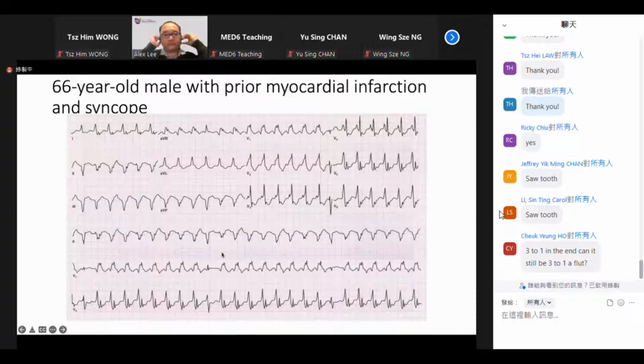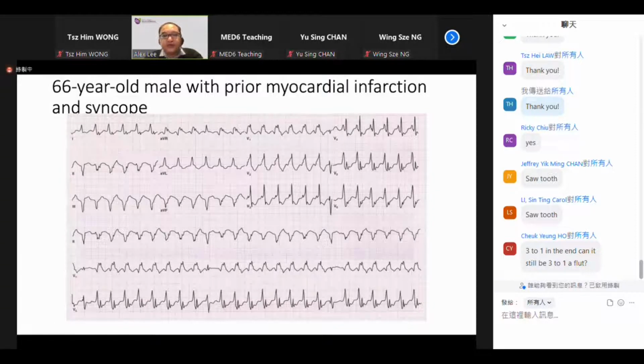So I can see there is widening of the QRS complex, with dominant R wave in V1. So there's right bundle branch block, but with left axis deviation. Okay, so do you think this is a right bundle branch block, right? This wide QRS complex. Is that what you mean?